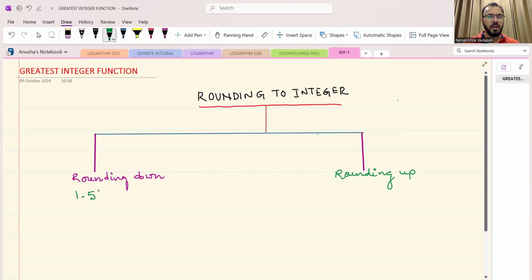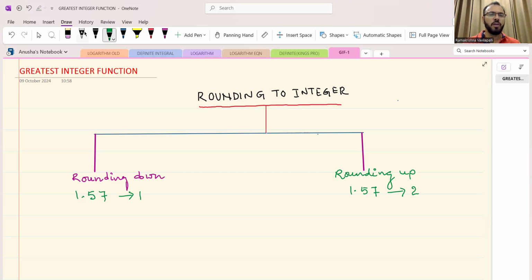Take 1.57. Rounding down means what is the integer just less than 1.57. It is rounding down to 1. If I take the same 1.57, then rounding up is nothing but 2. So is there any notation for rounding down and rounding up? Yes, there is a notation.